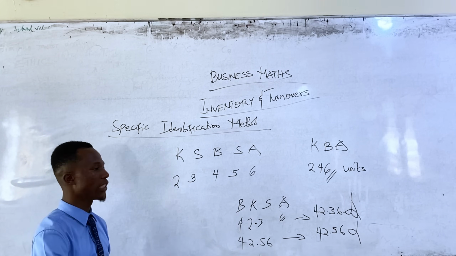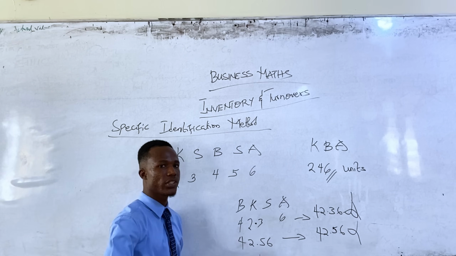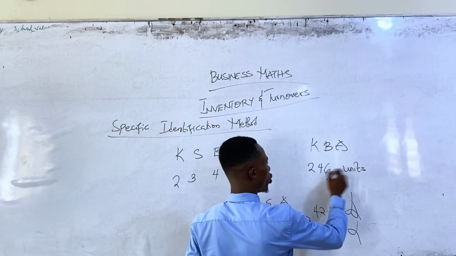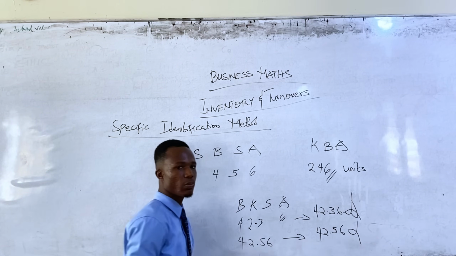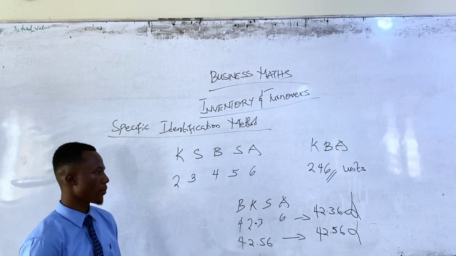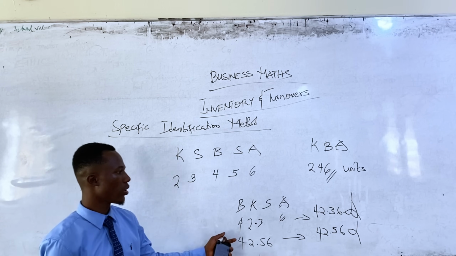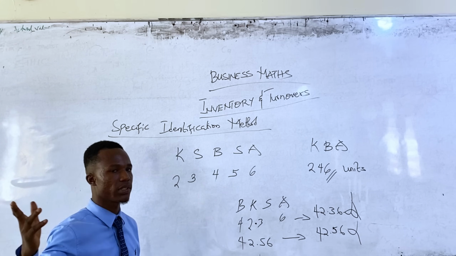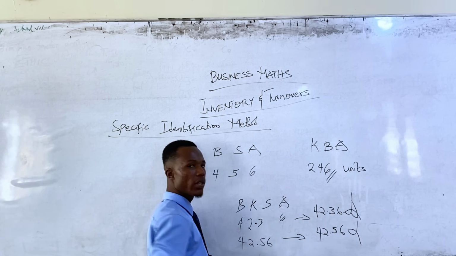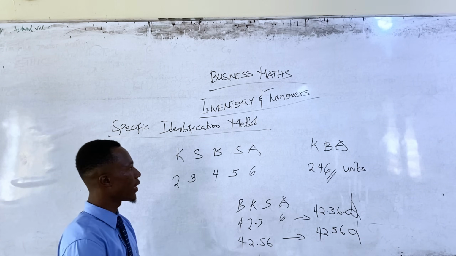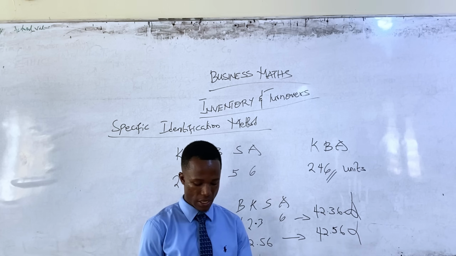So this is how we calculate the specific identification method. If it talks about number or quantity, they are talking about units, right? So you don't need to bring any decimal. But if it talks about price or cost, as in the value in monetary terms, then it becomes 2 decimal places. I hope you get that. As simple as that. We are done with the specific identification method.